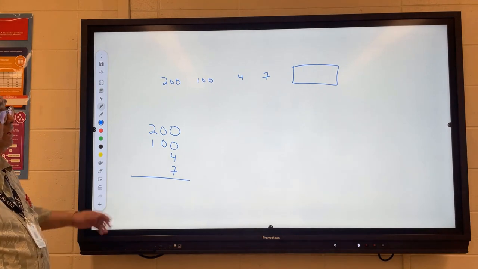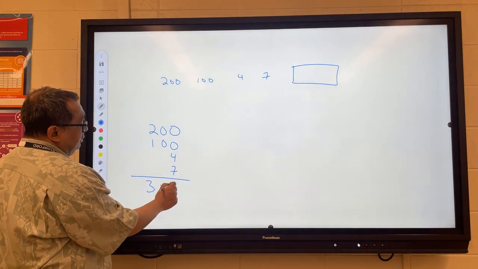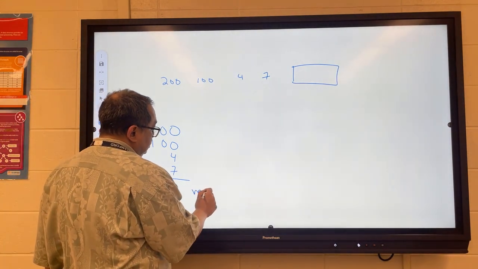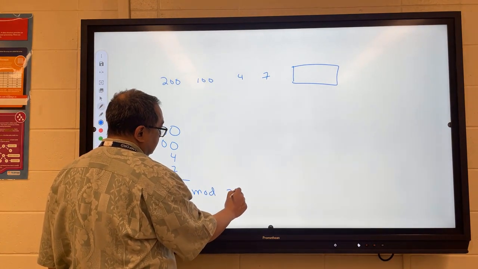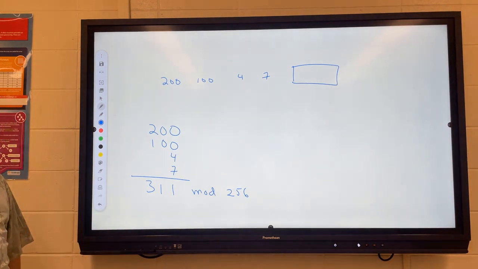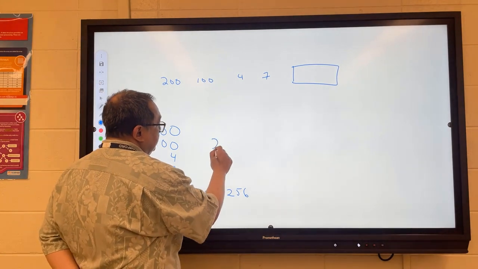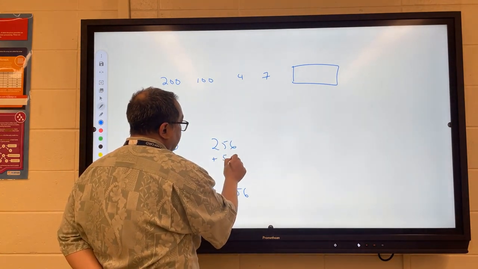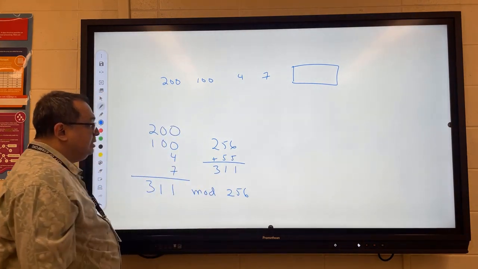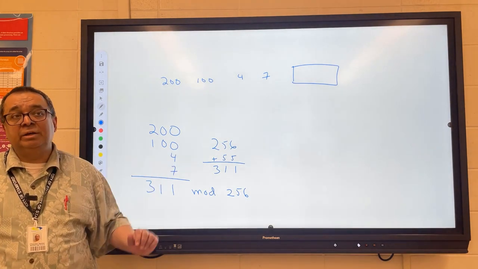Okay, I'm going to start by adding all the blue numbers together, and I believe that should come out to about 311. Now, the next thing I'm going to do is a modulo 256. When 311 is divided by 256, how much is left over? 55. Let's try it. 256 plus 55. Okay, so 55 is left over. So what number will we put in the box, Miss Olivia?